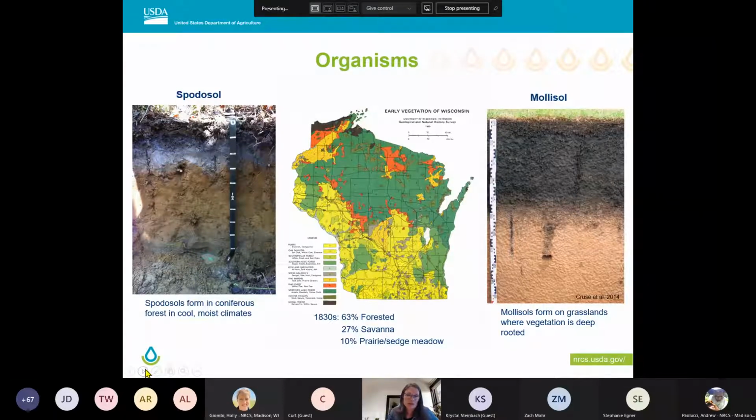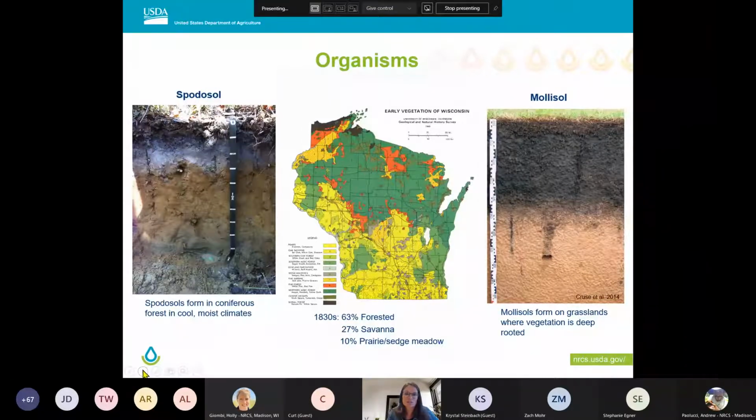And then in this yellowish area to the south of that line, we have an oak savanna and tall grass prairie. So because of that early vegetation, different soils formed in those different regions. And we'll talk a little bit more about it. Don't get hung up too much on these names and things.